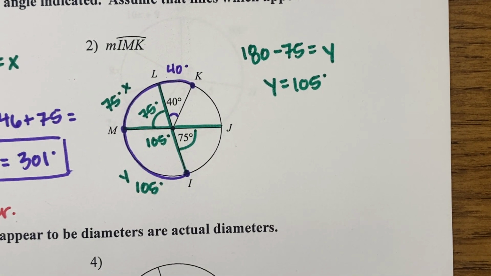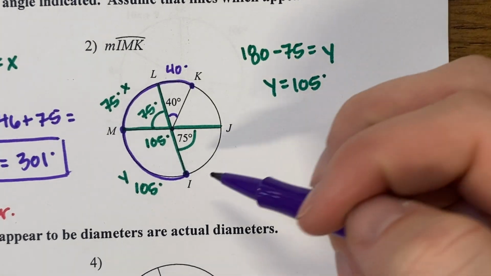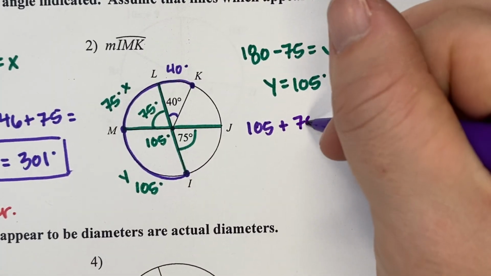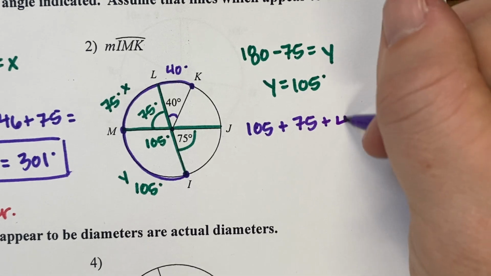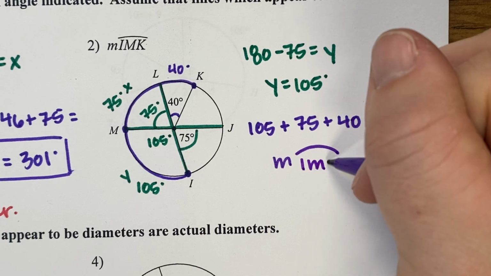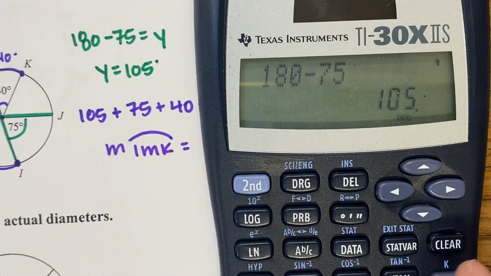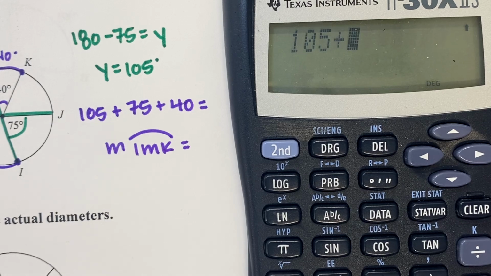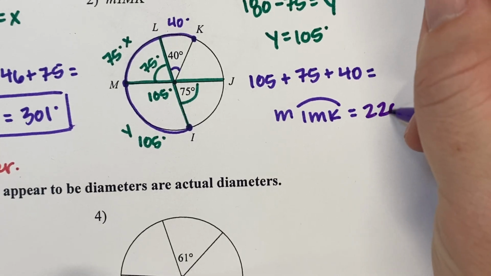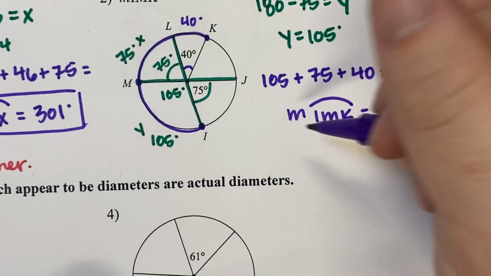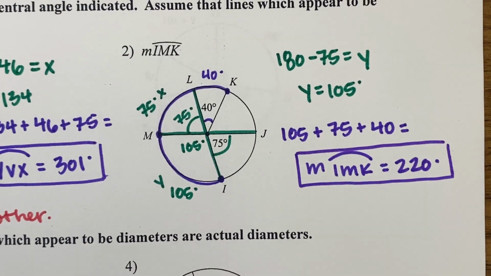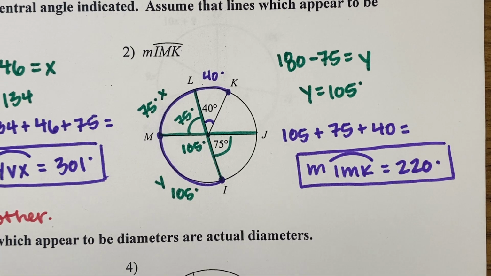And now we have all the pieces we need to add them all together to find our entire arc. Okay, so we found 105 plus the 75 from the vertical angle plus the 40 that it gave us, and that's going to give us our whole measure of arc IMK. Just put this right into our calculator. 105 plus 75 plus 40, and that equals 220 degrees. And there we go. Beautiful.